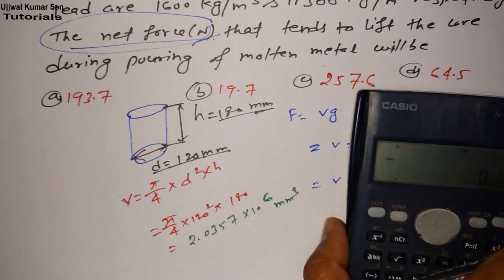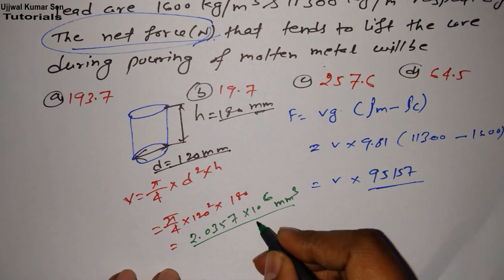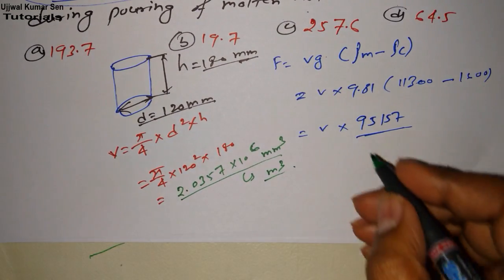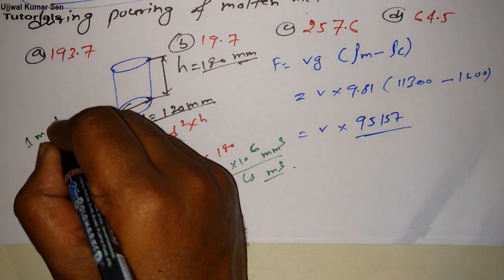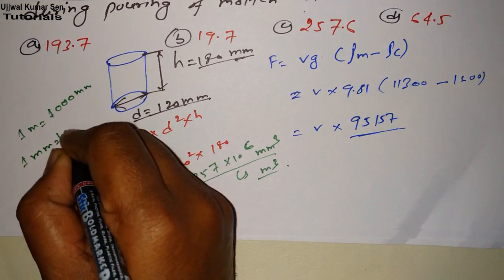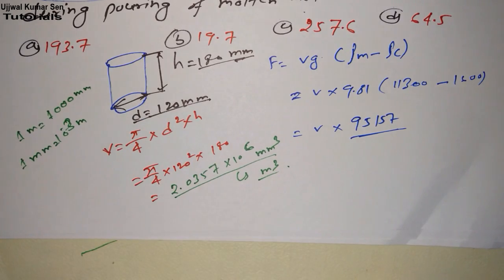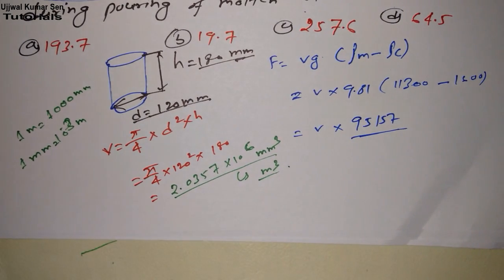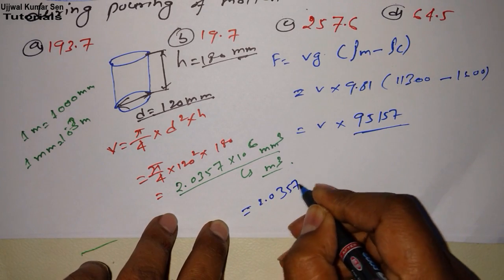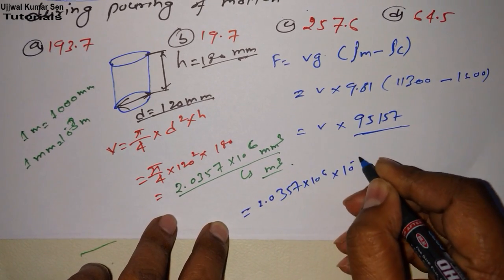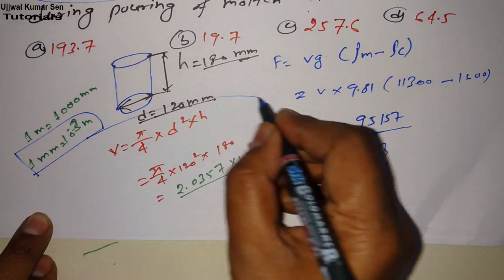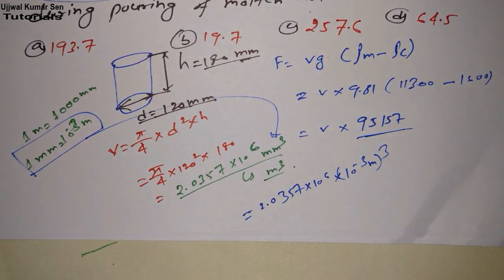Got it? Now we have to convert this into meter cube. As you know, 1 meter is equal to how much? 1000 millimeter. Then 1 millimeter is equal to 10 to the power minus 3 meter. I am showing you each and everything. So 2.0357 into 10 to the power 6 into 10 to the power minus 3 meter cube. I'm just putting the value here.